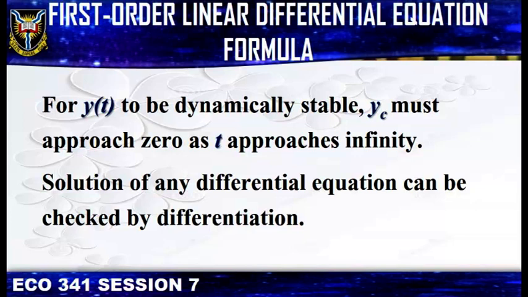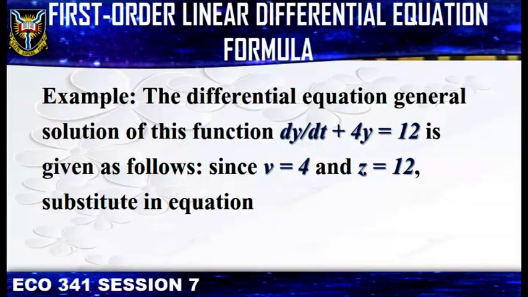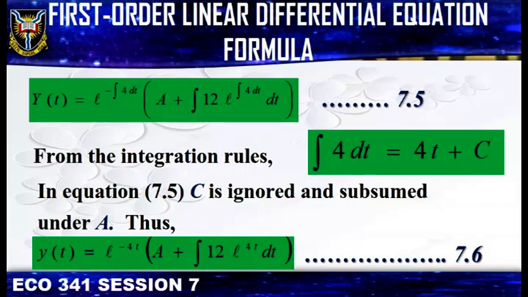Solution of any differential equation can be checked by differentiation. Example: the general solution of the differential equation dy/dt plus 4y is equal to 12 is given as follows. Since v is equal to 4 and z is equal to 12, substitute in equation 7.4. y of t is equal to e raised to power minus integral 4 dt, bracket open, a plus integral 12 e raised to power integral 4 dt, bracket closed, equation 7.5.